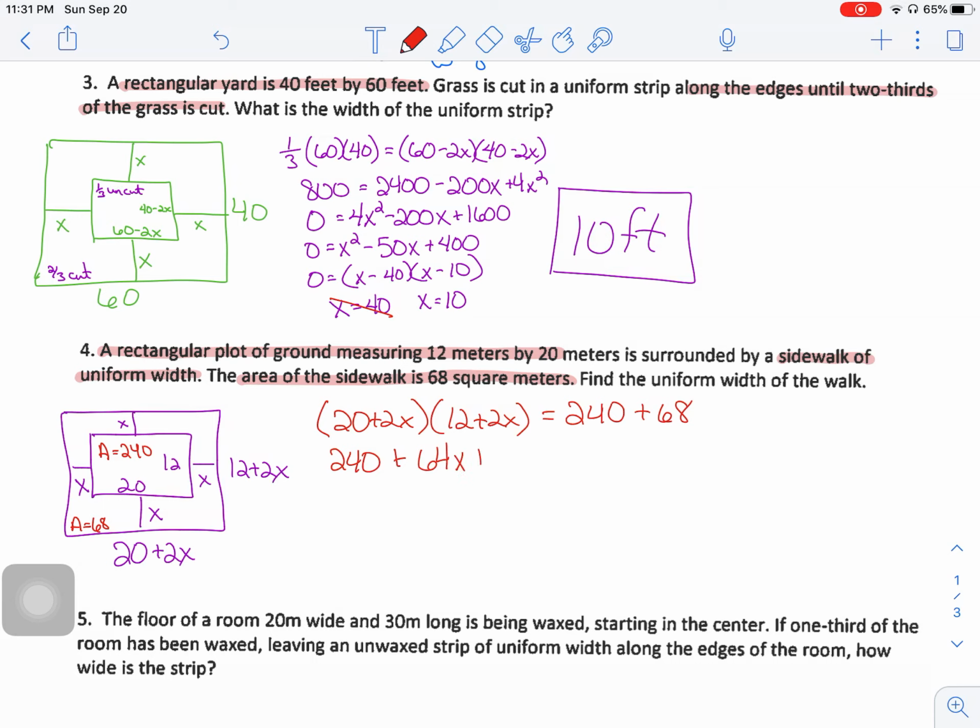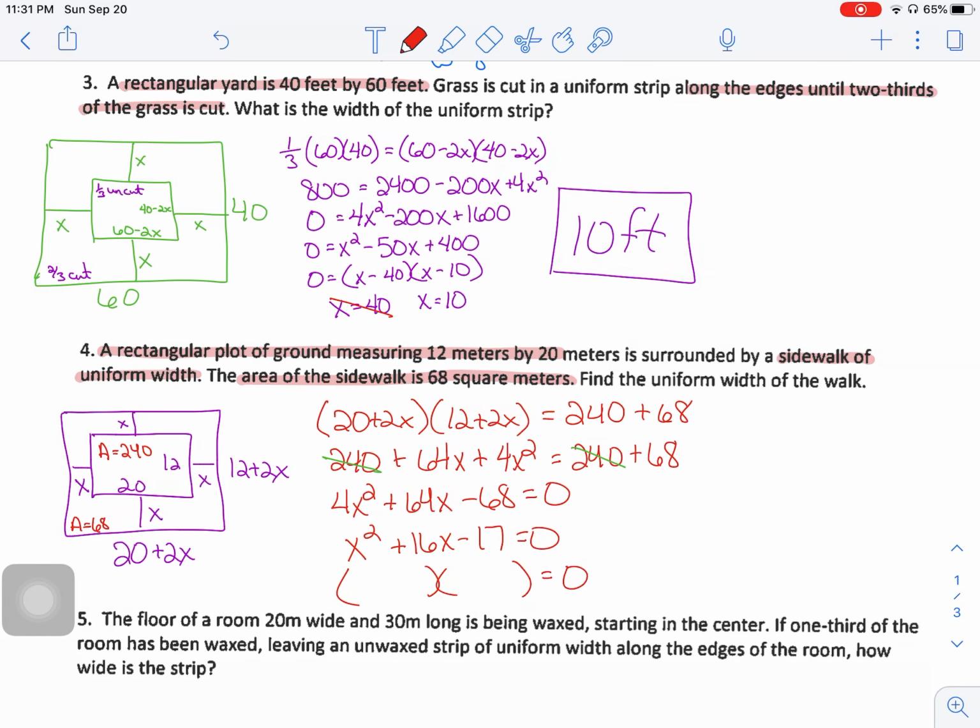So 64x plus 4x squared is equal to, I'm going to just leave that as 240 plus 68. The method to the madness is the 240 on either side will cancel. So that's kind of nice. A little rearranging: 4x squared plus 64x minus 68 is equal to 0. I'm pretty sure everything divides by 4. It does. So x squared plus 16x minus 17 is equal to 0.